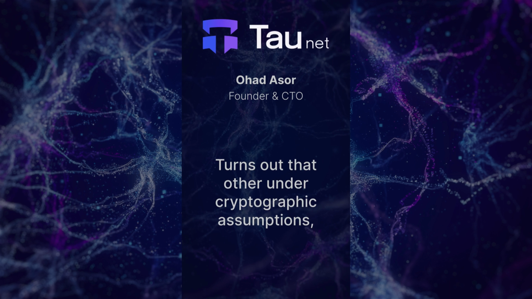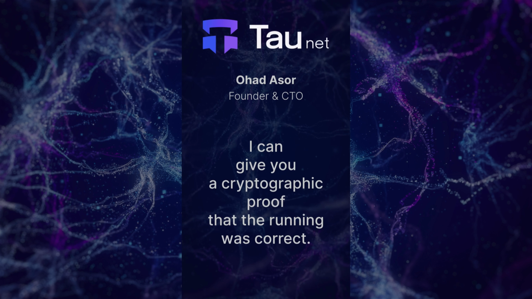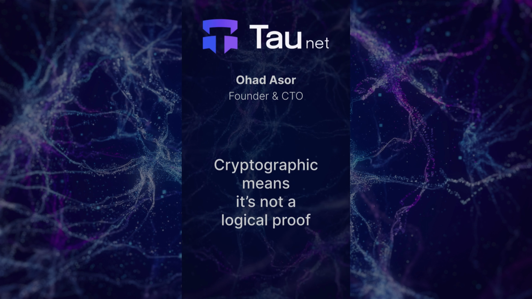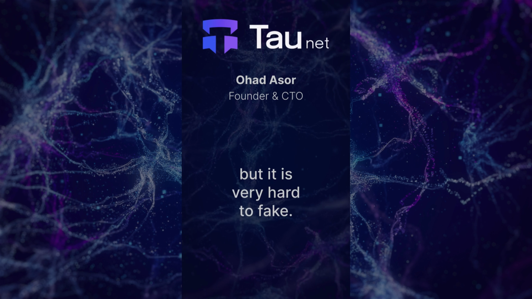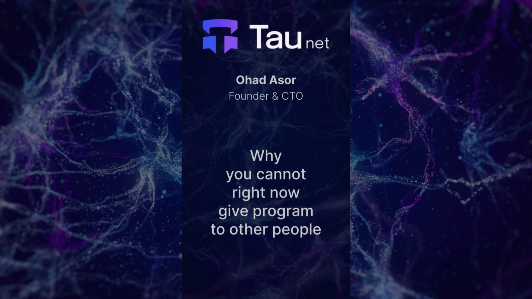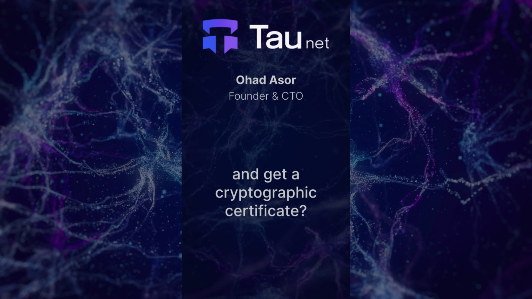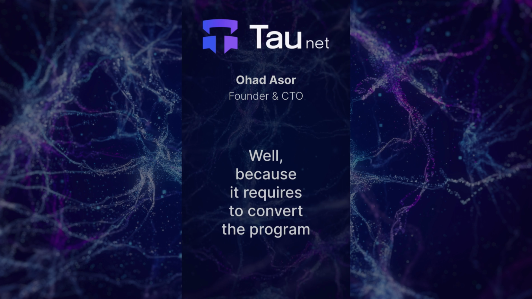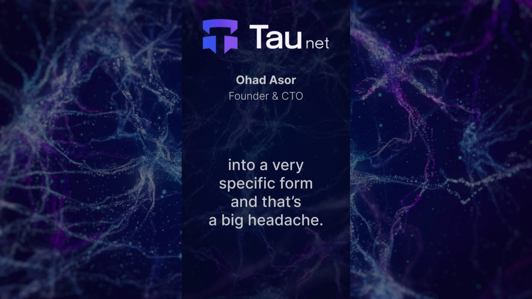Turns out that under cryptographic assumptions, I can give you a cryptographic proof that the running was correct. Cryptographic means it's not a logical proof, but it is very hard to fake. So why don't you see it everywhere? Why can you not right now give a program to other people and get a cryptographic certificate? Well, because it requires converting the program into a very specific form, and that's a big headache.